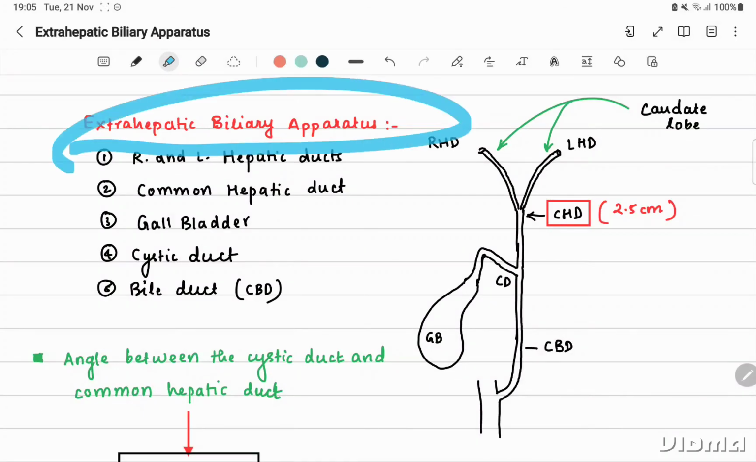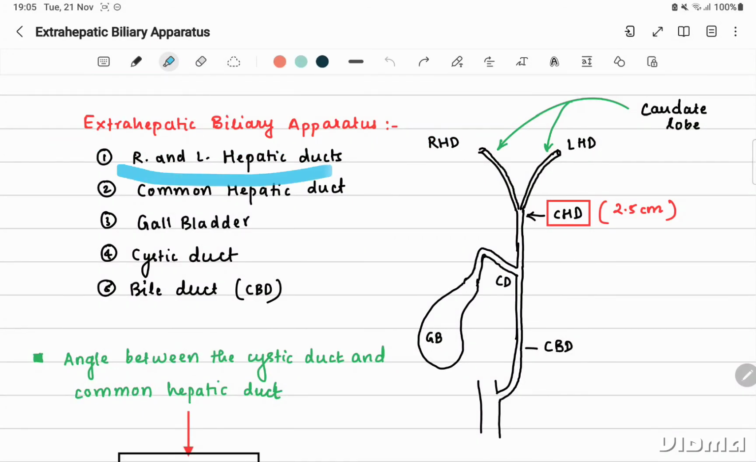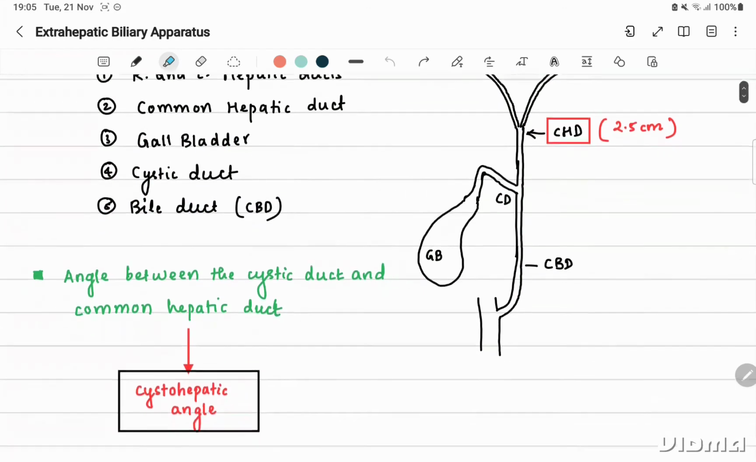So guys, let's discuss the extrahepatic biliary apparatus, which comprises the right and left hepatic ducts. The right hepatic duct and the left hepatic duct join to form the common hepatic duct, which is 2.5 cm in length. Then the cystic duct arises from the gallbladder and combines with the common hepatic duct, forming the common bile duct, called the ductus choledochus.